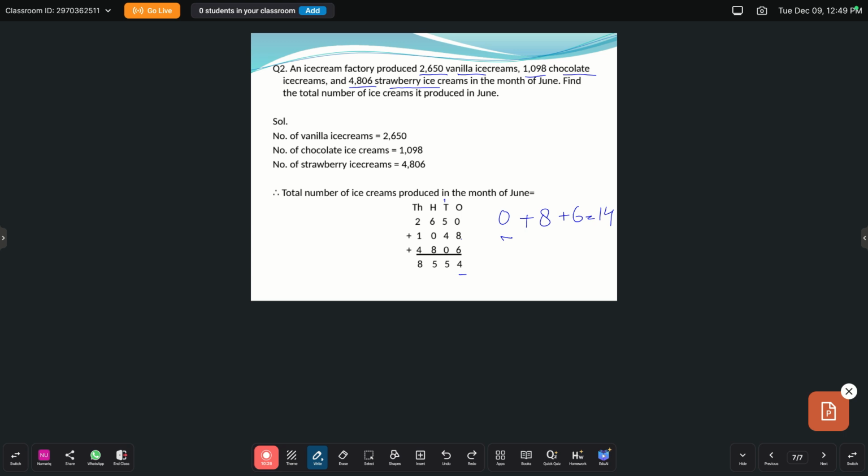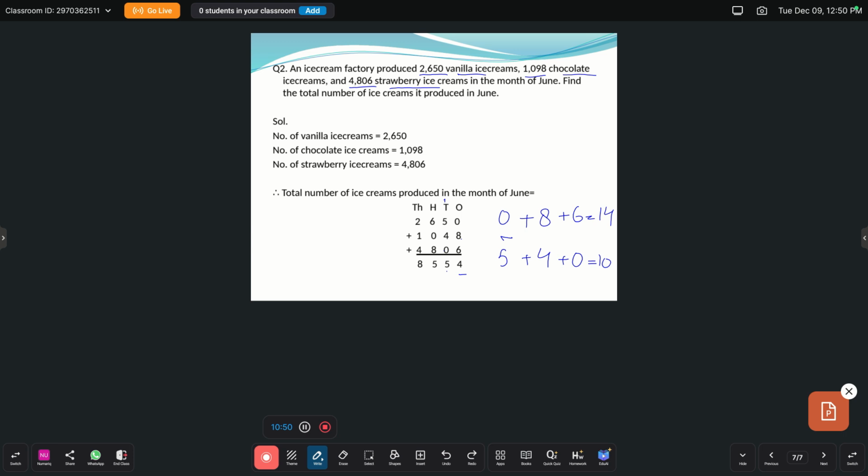So here in tens place, we have 5 as first addend and 4 as second addend, and we have 0 as third addend. Let us add them. Okay. 5 plus 4 is 9, and this carry over 1, it is 10. Okay. So we will write here 0 and 1 we will give carry over to hundreds place.